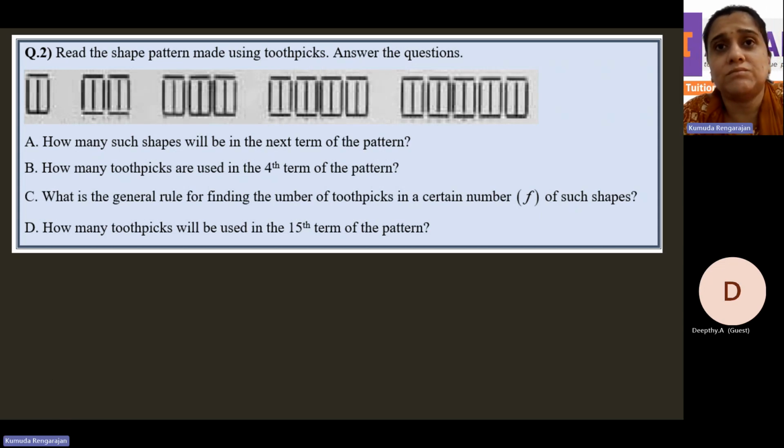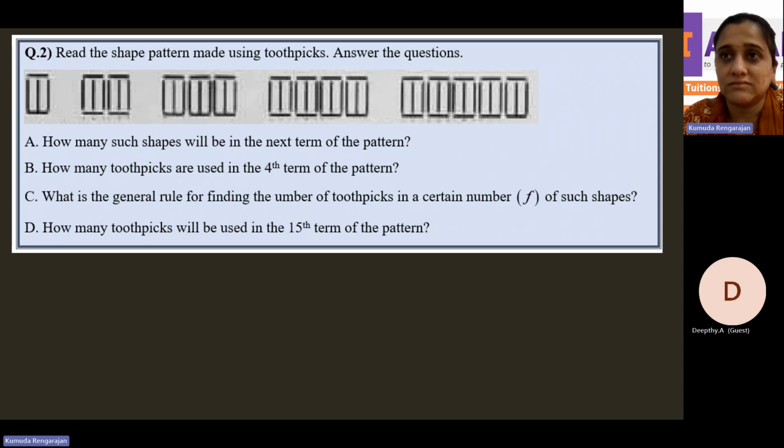Sorry, louder. 6. 6, correct. 30. Okay. Next one. What is the general rule?